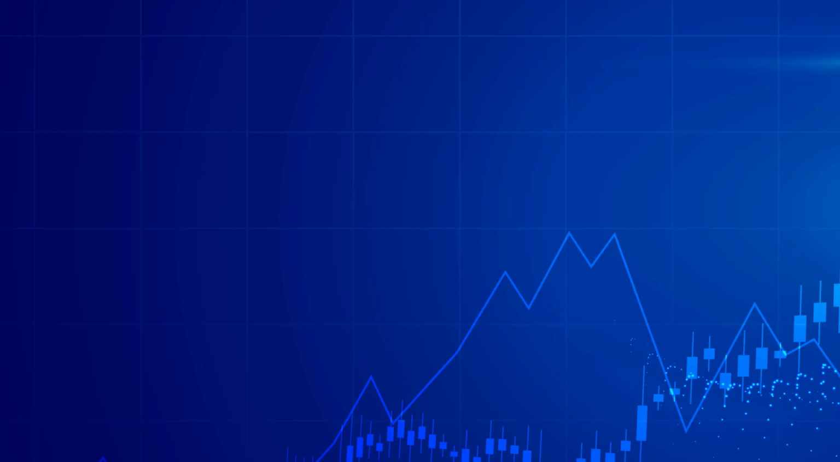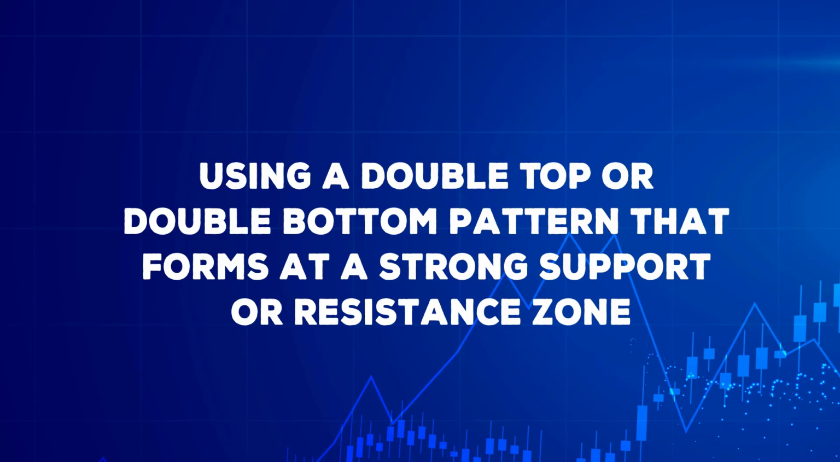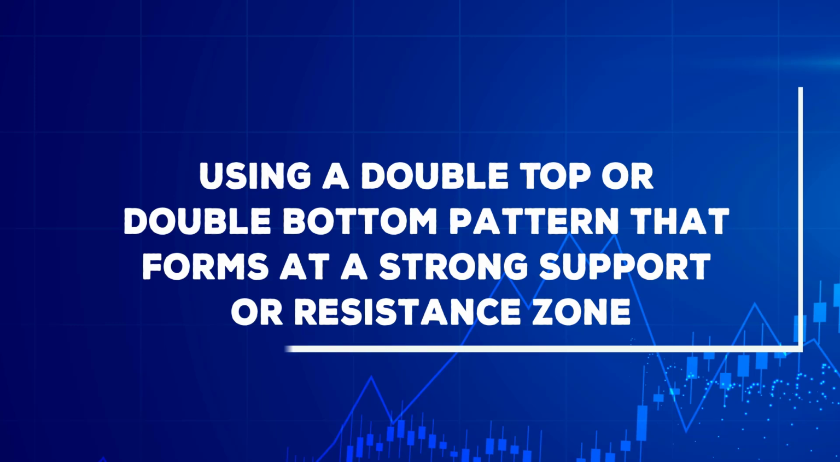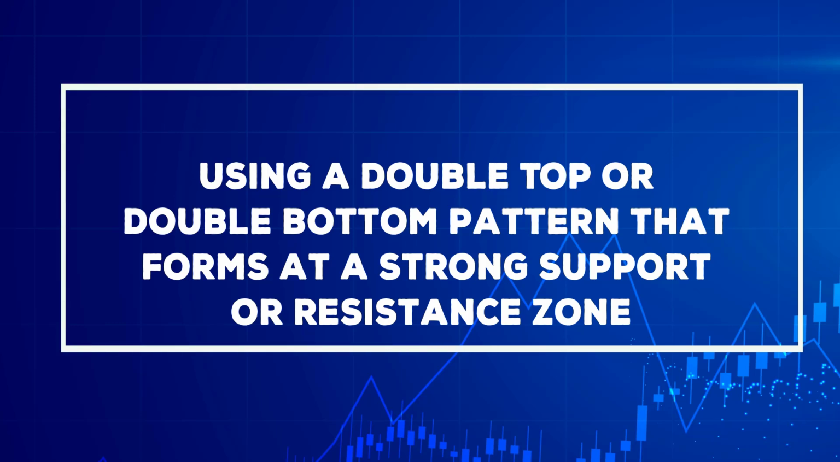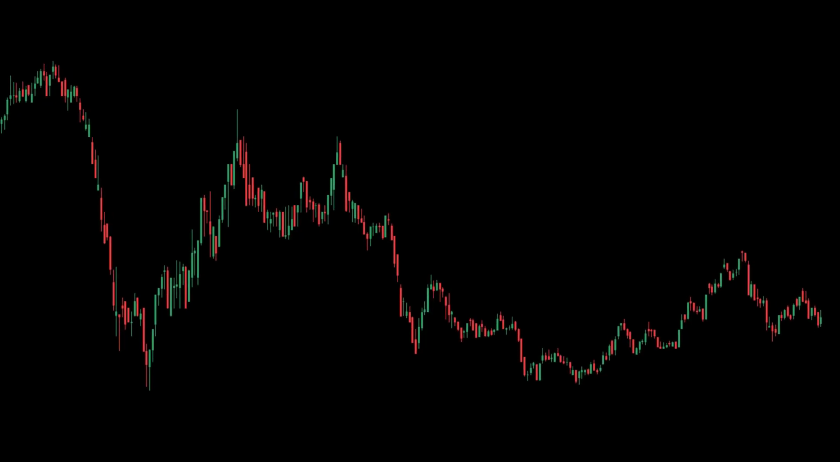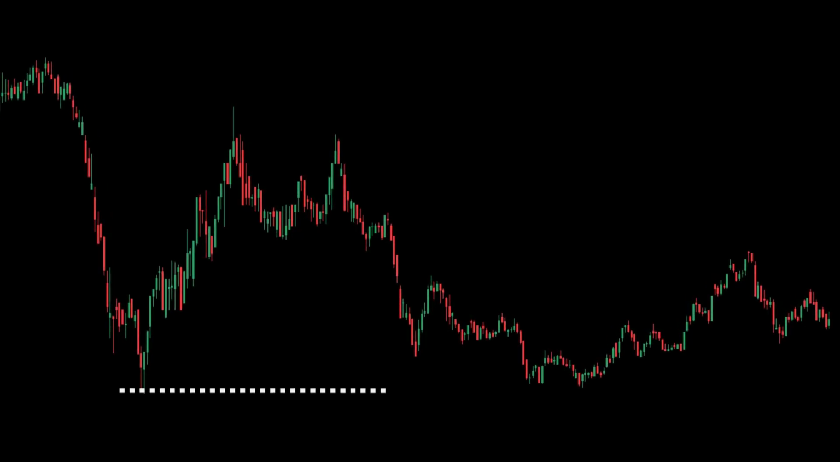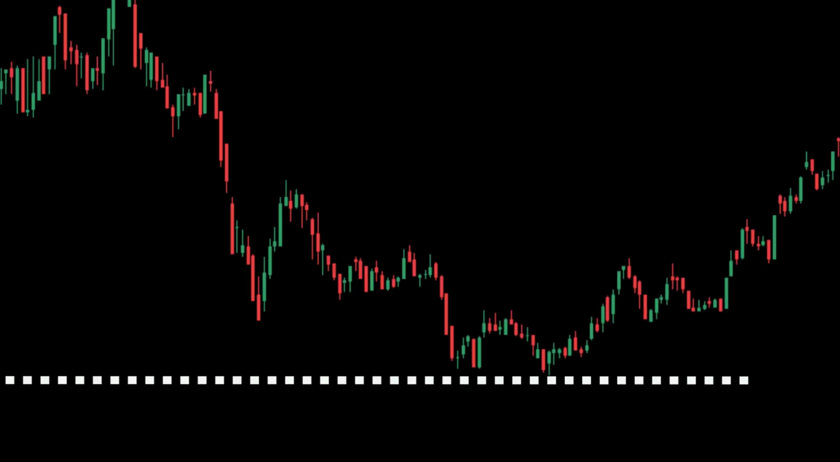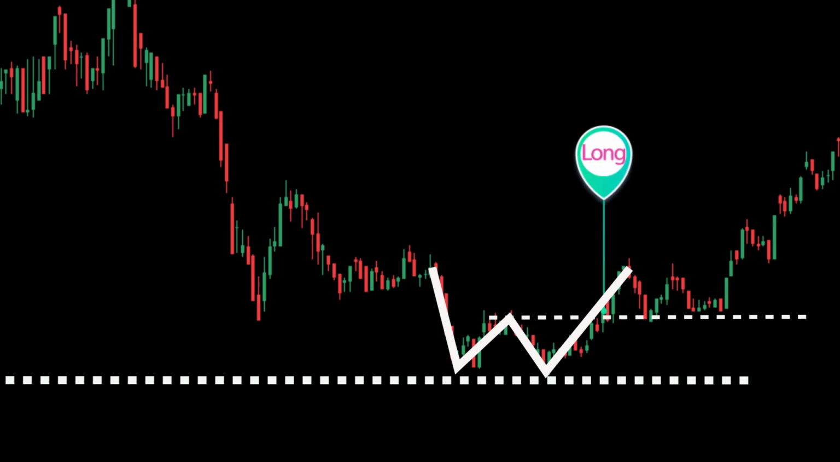Next is the second method, using a double top or double bottom pattern that forms at a strong support or resistance zone. Let's look at a stock chart example to see how this works. First, we have a strong support zone here. When the price approaches this support, it forms a double bottom pattern. Again, to confirm a trend reversal, the price needs to break through the neckline and create a higher high. Once the shift from a downtrend to an uptrend is confirmed, we look to enter a long position on lower timeframes like the 1-hour chart.